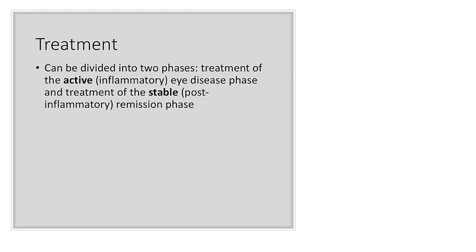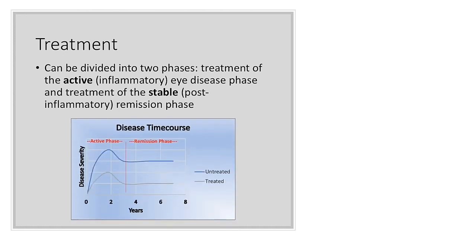Now that we have a way to diagnose thyroid eye disease, as well as disease activity and severity, we should discuss treatment. Treatment can be divided into 2 phases: treatment of the active, inflammatory eye disease phase, and treatment of the stable, post-inflammatory remission phase. The active period can last up to 2 to 3 years and requires careful monitoring until stable.